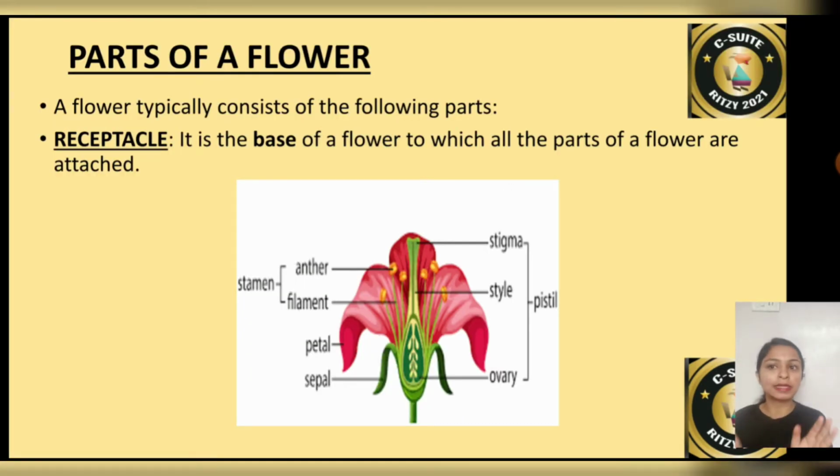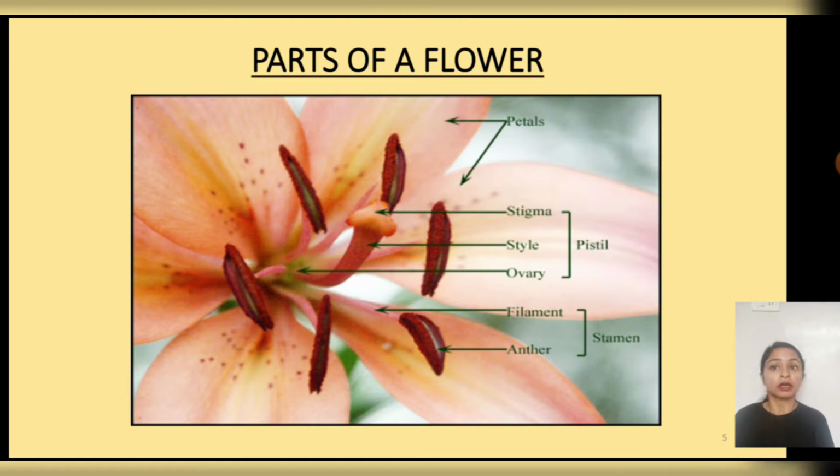See over here, this is the receptacle. And what is the receptacle? It is the base of the flower to which all the parts of the flower are attached. Your sepals, petals, pistils and stamens will be attached to the space that is known as a receptacle. I'm going to show you this also. These are the parts of the flower. You can see, similarly you will see in the dissection also.